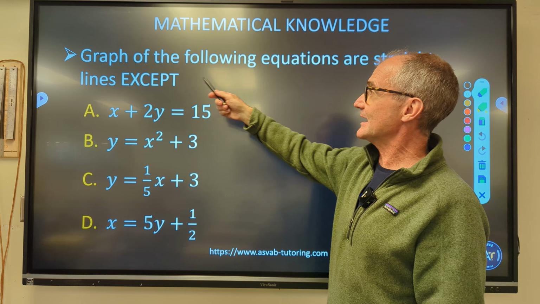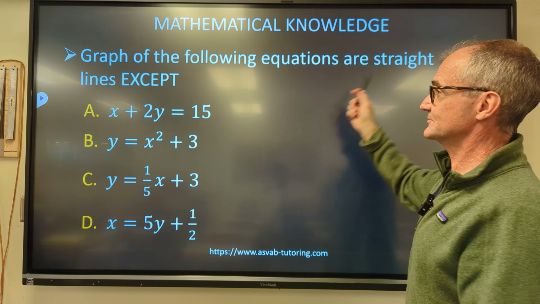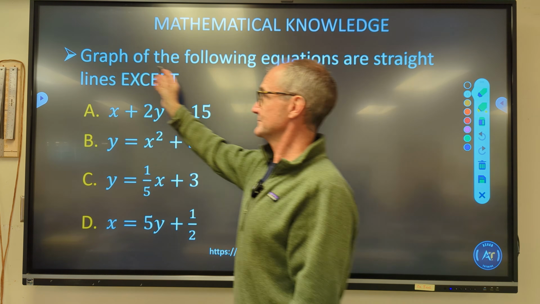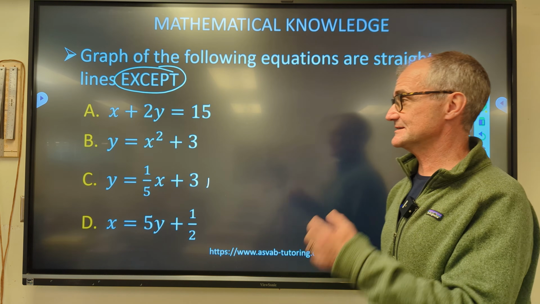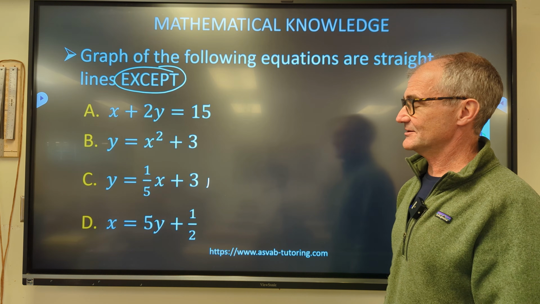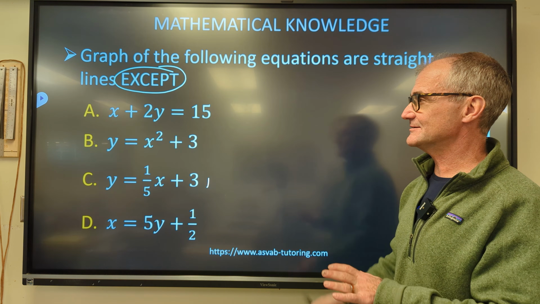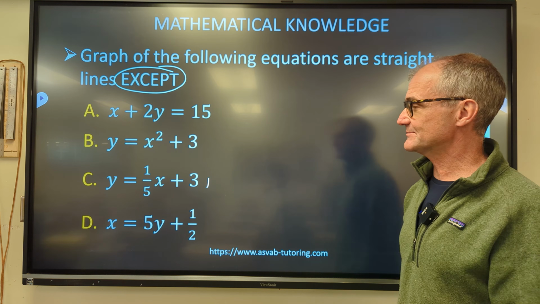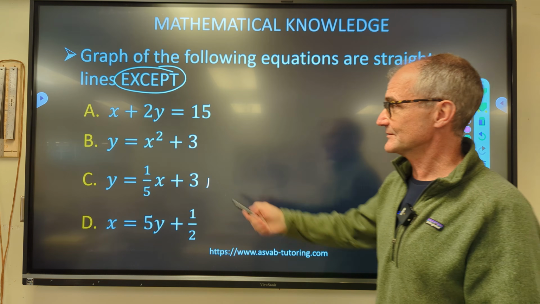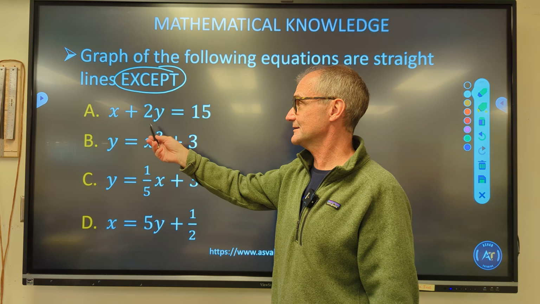Okay, next problem. Graph of the following equations are straight lines except. So that's the key word right there. Which one is not a straight line? So if I don't really know how to do that, I'm just going to look for similarities in my solutions. Well, here I have a singular xy.